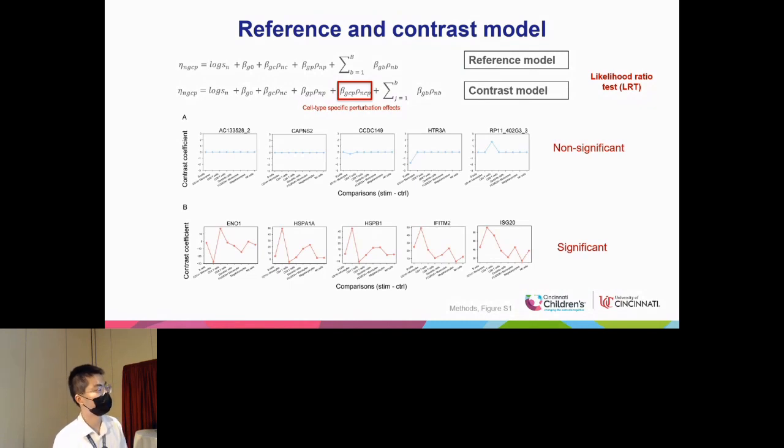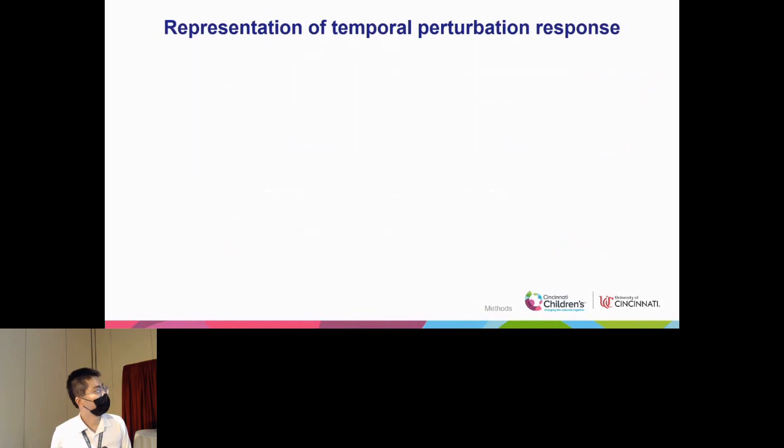That means for different cell types on the x-axis, their perturbation responses, which are evaluated on the y-axis using the contrast coefficient, are not different. In contrast, we can see the significant likelihood ratio test in panel B shows a significant difference in the perturbation responses between cell types. So for some genes, we really want to add this term to make the model more robust and more specific to such detailed perturbation effects.